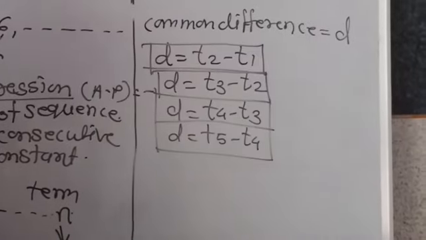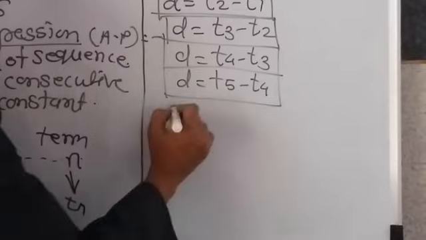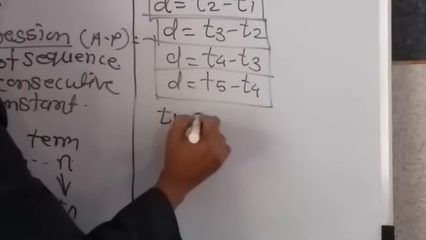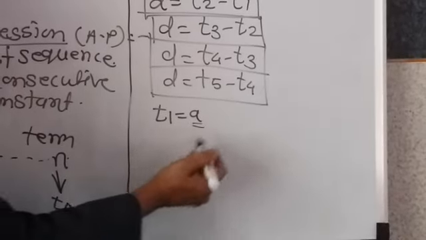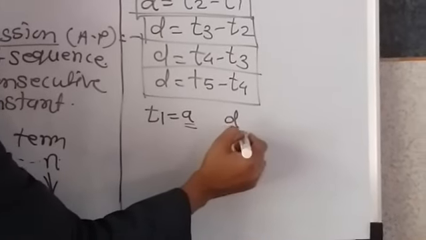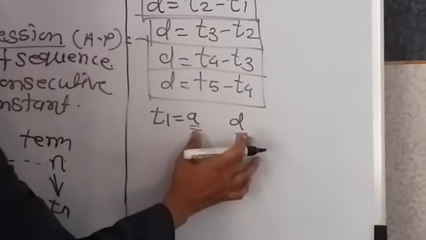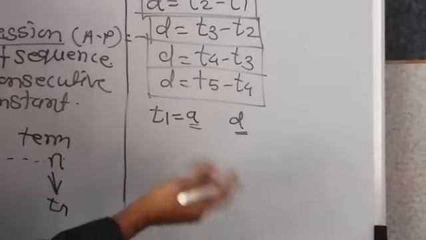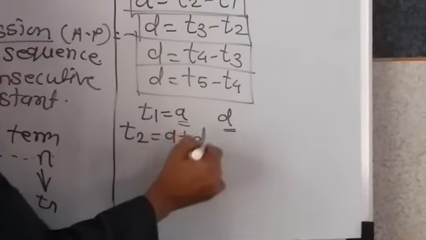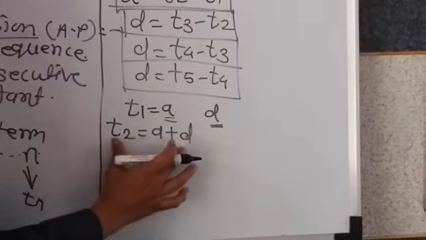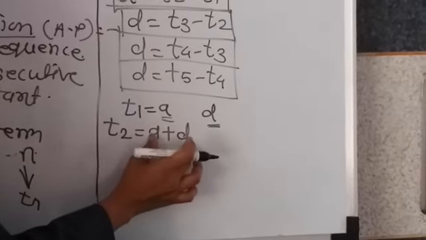So next is how to find out the term. Suppose the first term is given. First term, I told you, is denoted by small a, and common difference is denoted by small d. So first term is given and common difference is given. Then how to find out the second term, the next term? So T2 is equal to a plus d. This is the formula. T2 is equal to, add first term and common difference.